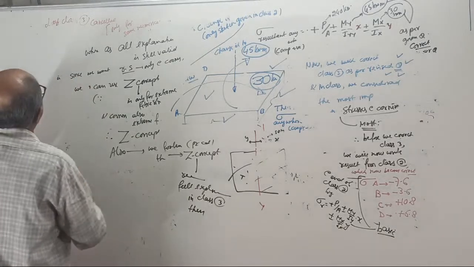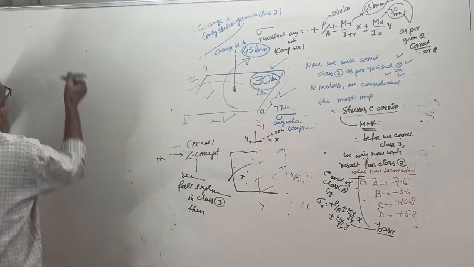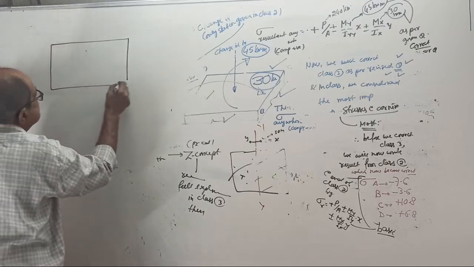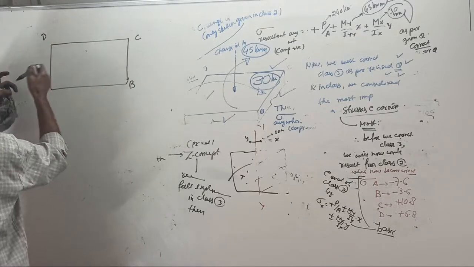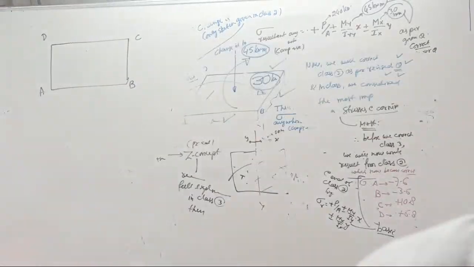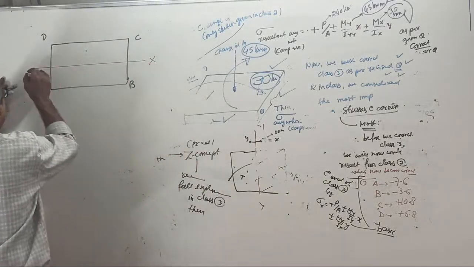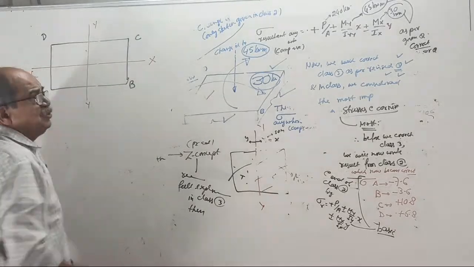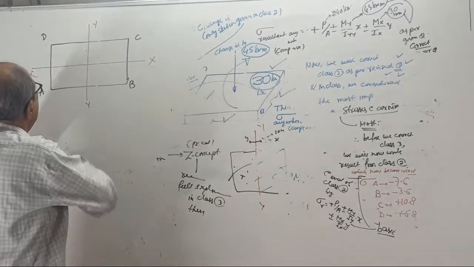I will remove all this now. Now I will put a rectangle here, this way. A, B, C, D. This is your x-x axis. This is your y-y axis. Later, this x-x is going to be 1-1 and y-y is going to be 2-2 in the next class. Now, these are the axes.